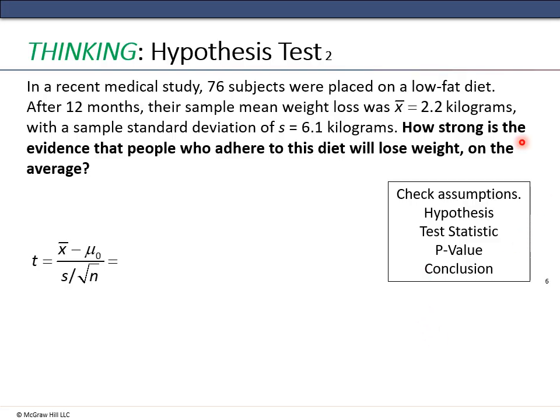I've given you a box here to the right that tells you the steps to go through. The first thing you want to do is check your assumptions, right? Is our sample greater than 30, and is it a random sample? We're going to assume it's a simple random sample. It doesn't say that, but we're going to assume that, and the n is greater than 30. How do we know that? There are 76 subjects, so n equals 76. So our sample mean is 2.2, right?